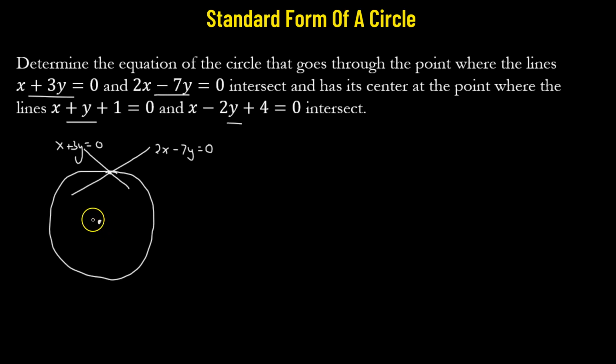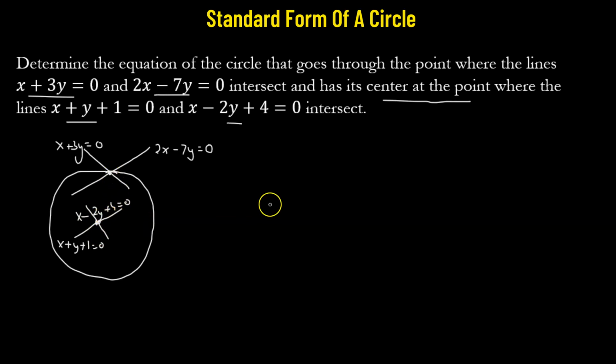center of the circle can be obtained if we find the intersection between two different lines. One of the lines has the equation x plus y plus 1 equals 0, and the other equation is x minus 2y plus 4 equals 0. So that's given here. So the center lies at the intersection of these two lines. So we'll have to use the two equations to find the intersection point.